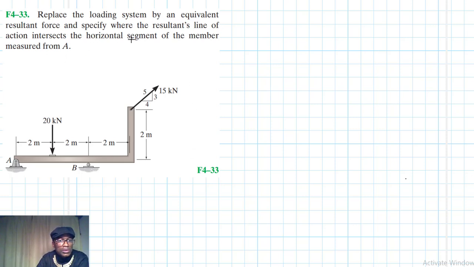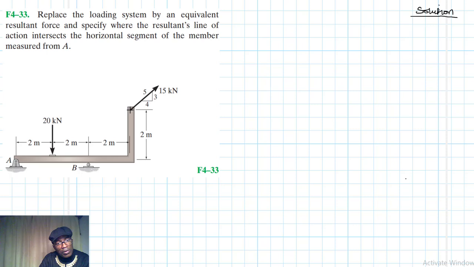The problem reads: replace the loading system by an equivalent resultant force and specify where the resultant's line of action intersects the horizontal segment of the member measured from A. This problem is coming from the Engineering Mechanics Statics textbook, 13th edition by R.C. Hibbeler. So first things first, let's find the components of this inclined force.